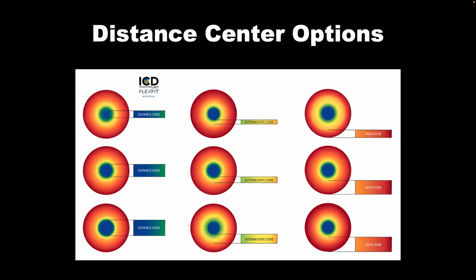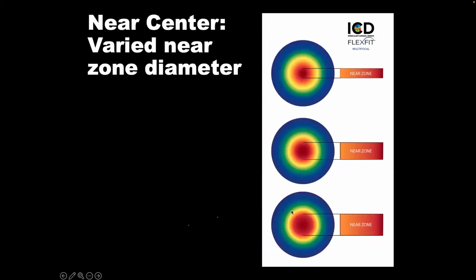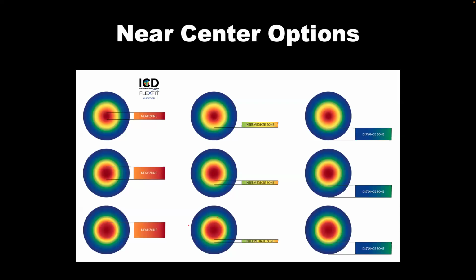Here's an example of how the distance center options are done for you. You can see going a little bit smaller, where the intermediate zone is, this is distance, and how this affects the near zone that you have. Again, you also have the near center, and you can change the diameter of the near center zone as well. And here's a graph showing how this affects the other zones.